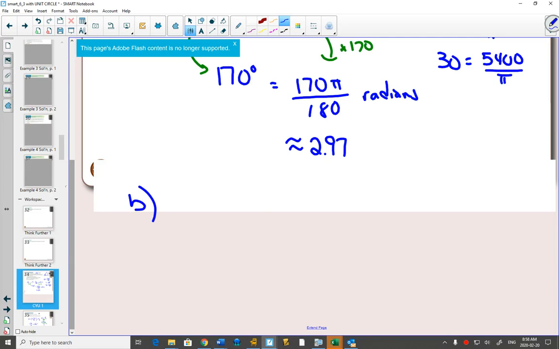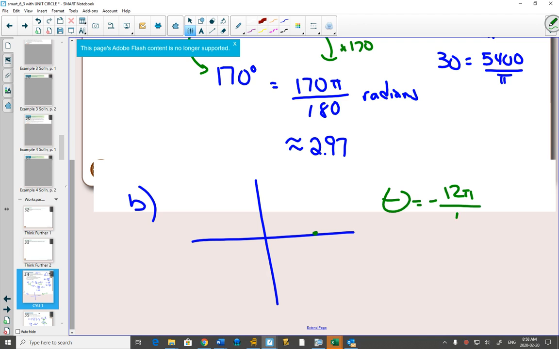So for part B here, we know that standard position starts from the positive x-axis. And we want to go negative 12 pi over 11 and be able to draw that in the right quadrant. First of all, the angle is negative, so just like degrees, does it make sense that we're going to be going in the clockwise direction? Thinking in radians, all the way around is 2 pi. So here, you're starting at 0, but if you went all the way around, it would equal 2 pi. Halfway around would be pi, 180 degrees, pi radians.